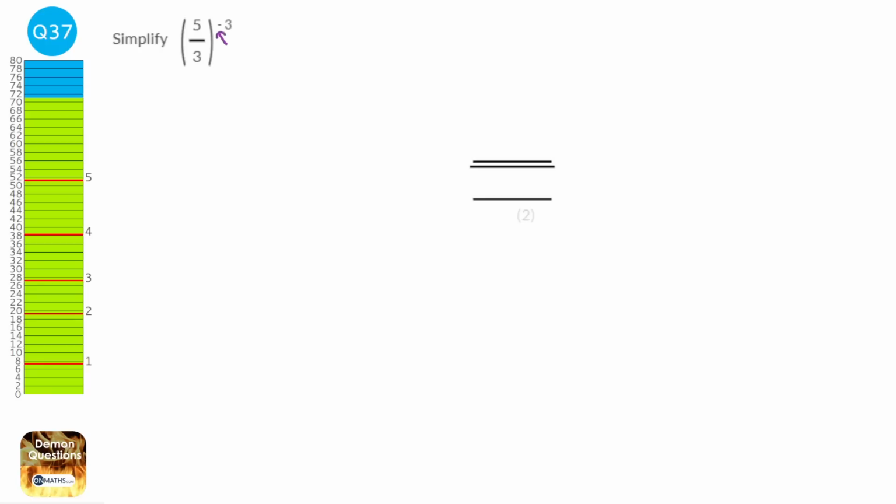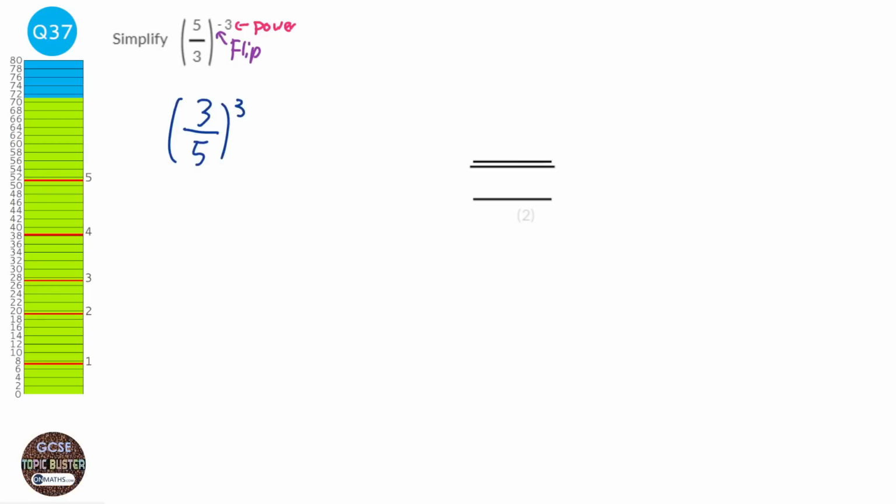We've got the negative there, which means we're going to find the reciprocal of the fraction. And then we've got that 3 there, which just means we're going to find that as the power. So we're going to first of all flip the fraction. So that's going to become 3/5. And we've still got the power 3 there. And then we're going to cube top and bottom.